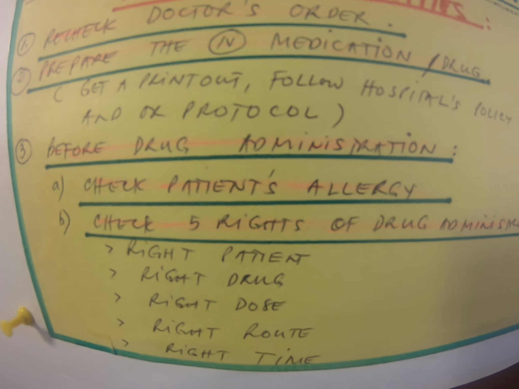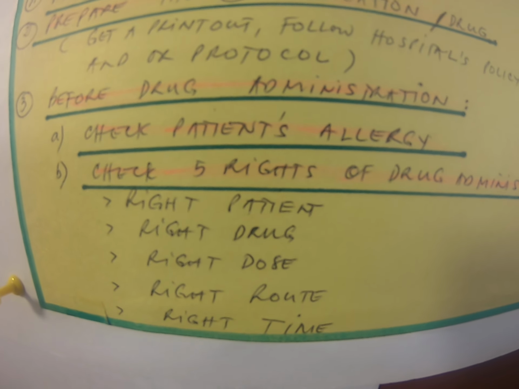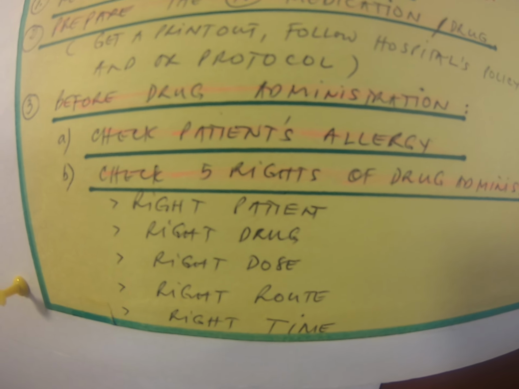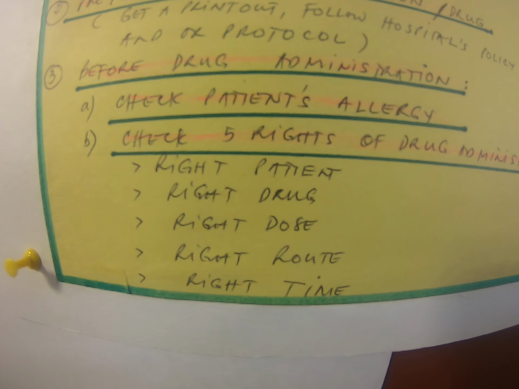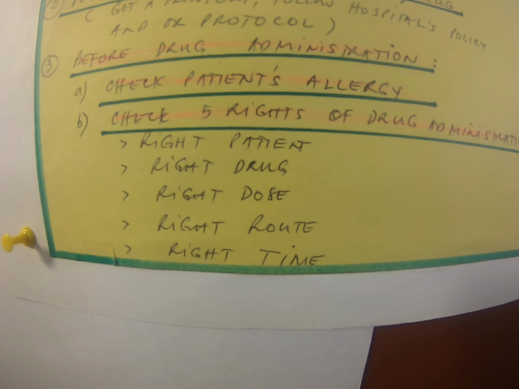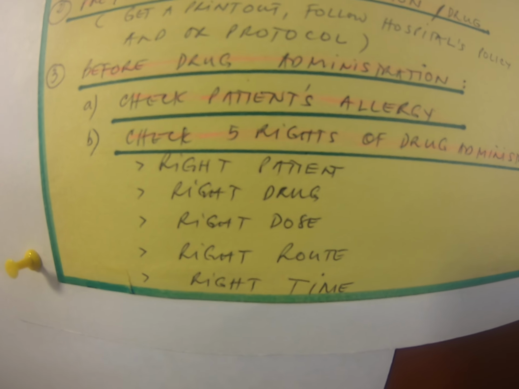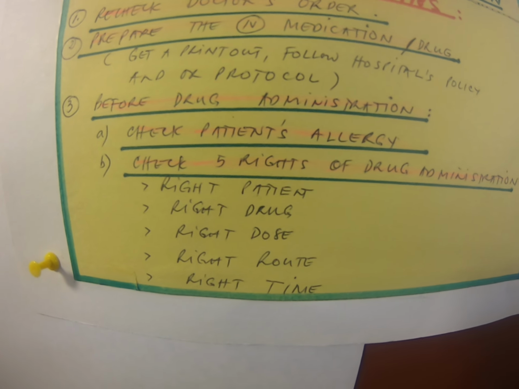And you have the 5 rights to observe here. Right patient, you have to let the patient state his name and take a look at the birthday and the ID band. Right drug, take a look at the order. Right dose, right route, and right time. Take a look again at the doctor's order because this is a potent drug.